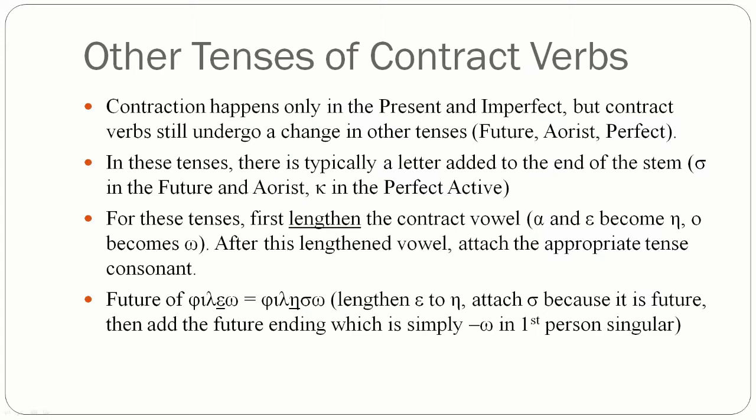Okay, so look at the bottom here of this slide, phileo. To make the future, first of all, you take that contract vowel, that epsilon, lengthen the epsilon to an eta. Then, because it is a future, you're going to add a sigma. And then after that sigma, add the future active endings. Okay, first person singular omega, second person singular epsilon iota sigma, third person singular epsilon iota. Okay, so phileso, phileses, philese. And then you can do the plurals by yourselves.